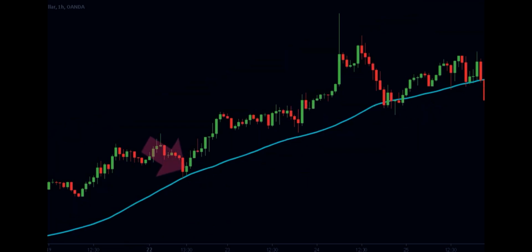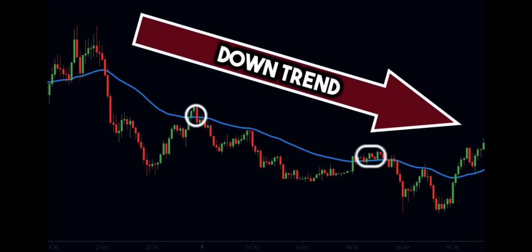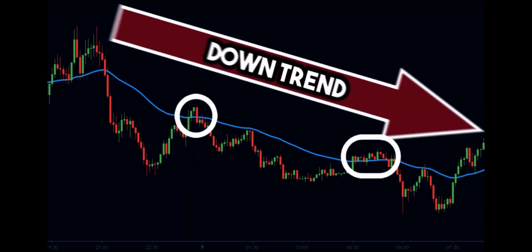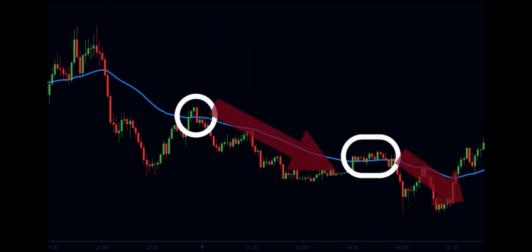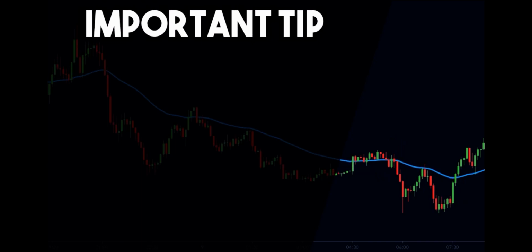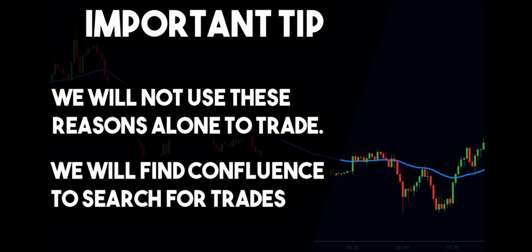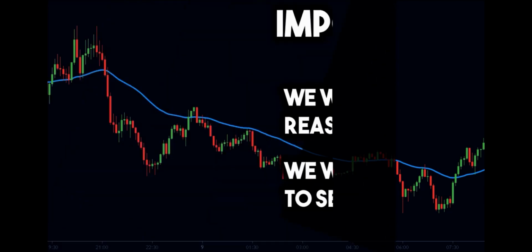Here, the price makes a pullback and finds support at the moving average, and then reverses. Oppositely, in a downtrend, the price will often find resistance at the moving average. This indicates a possible trend continuation. An important point to remember here is that we will not use these reasons alone to make trades. Instead, we will use these points in conjunction with other concepts to initiate any trades.